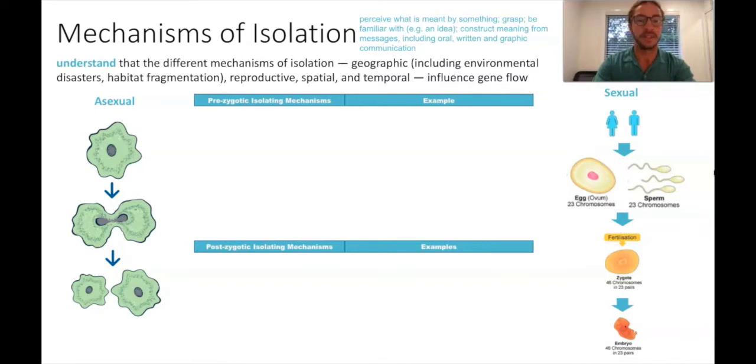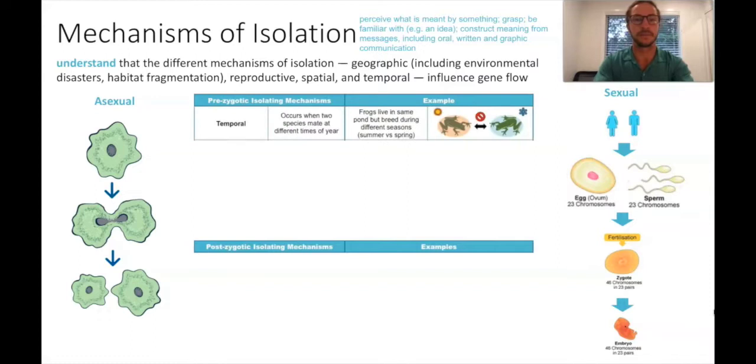So, prezygotic barriers refer to all the factors that prevent two organisms from having offspring together prior to the formation of a zygote. That is before fertilization can occur. And a zygote is simply a fertilized egg cell. So the first type of prezygotic barrier is temporal. And temporal refers to time. It occurs when two species mate at different times of year.